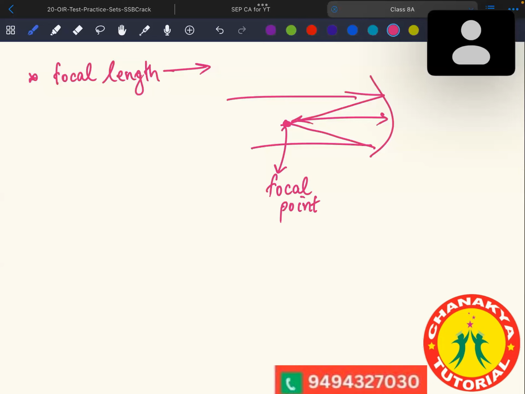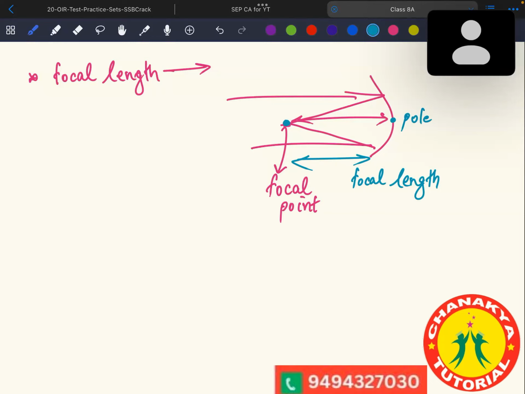Yes, I will repeat it. And this distance, the distance from this point, the pole, to the focal point, is the focal length. So the focal length is the distance between the pole and the focal point.